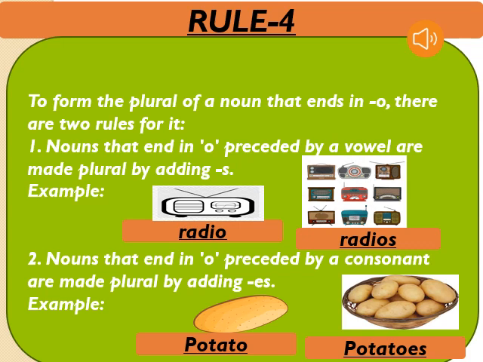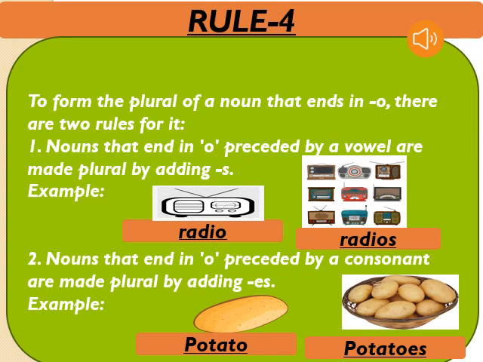Now second rule here is nouns that end in O preceded by a consonant are made plural by adding es. If you find any consonant before O, then what you will do? You will add es to make its plural form.